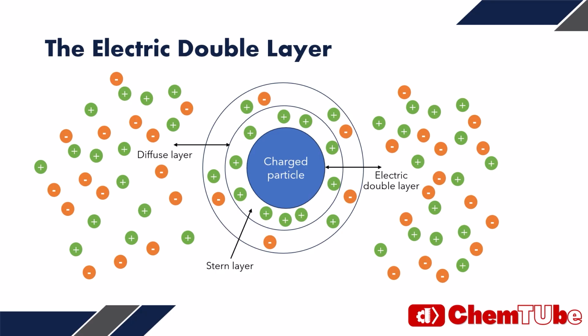As the nanoparticles move in the liquid, whether due to gravity, kinetic energy, or an applied electrical field, a distinct boundary forms between the ions that move with the nanoparticle and those that remain in the surrounding medium. The electrostatic potential measured at this boundary is known as the zeta potential.